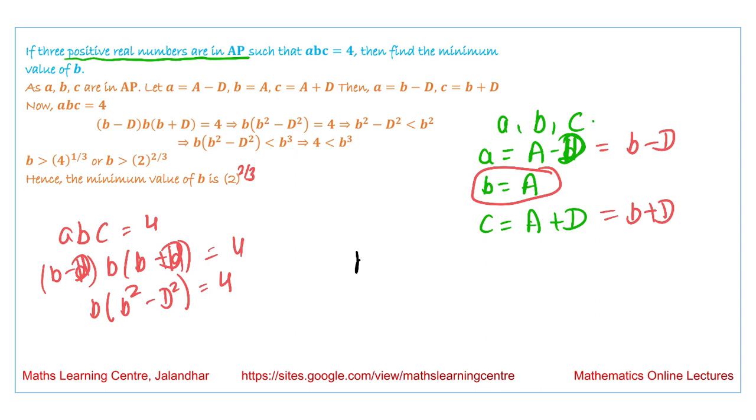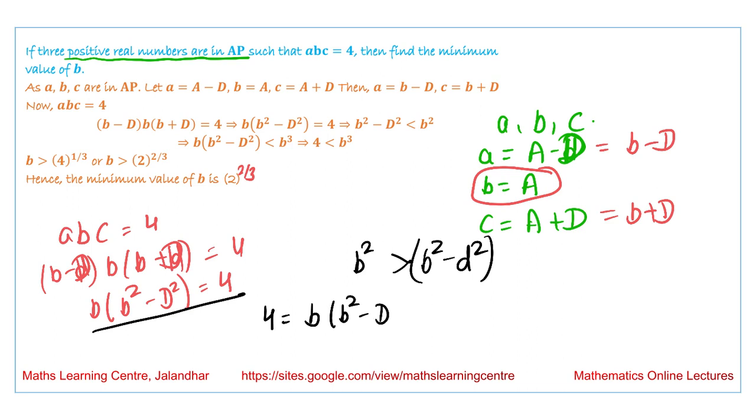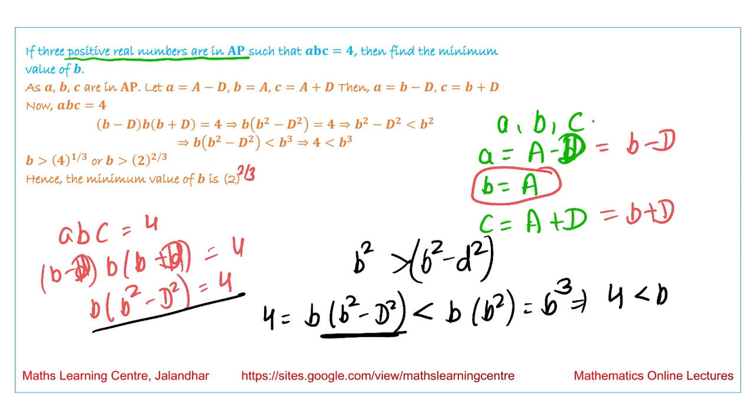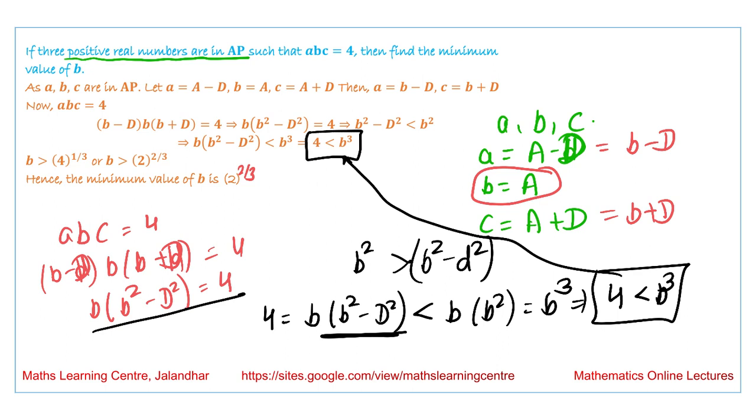Now look at this value B square, it is greater than B square minus D square. So we are writing 4 is equal to B into B square minus D square, and this term is less than B into B square, that is equal to B cube. So what we obtain is that 4 is less than B cube.